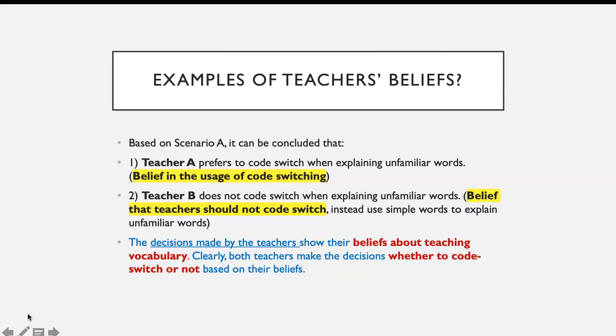So these two teachers, teacher A and teacher B, have different preferences in terms of teaching, in which teacher A believes in the usage of code switching and teacher B does not believe in the use of code switching. The decisions made by the teachers show their beliefs about teaching vocabulary differ, and clearly both teachers make the decisions whether to code switch or not based on their beliefs, based on their explanations just now.